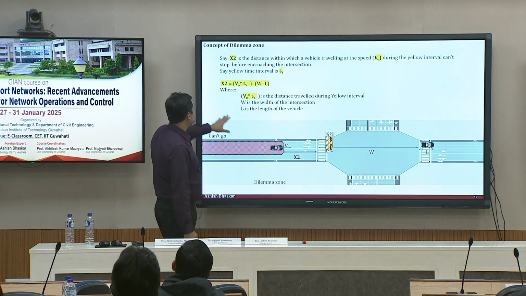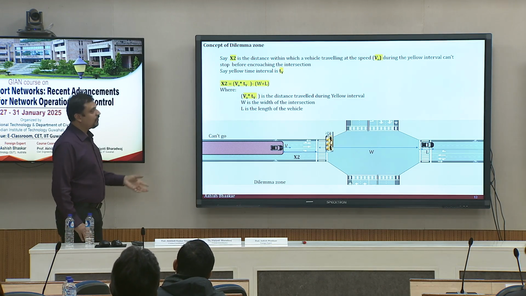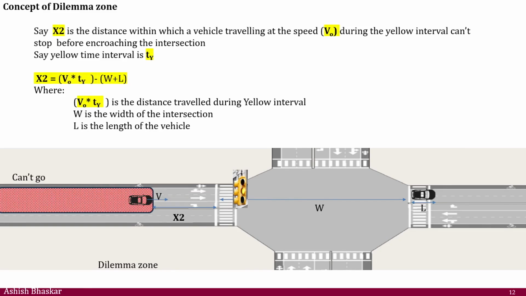Here, we are saying that x2 is the distance within which a vehicle traveling at speed V0 during the yellow interval cannot stop before encroaching the intersection. So, if you were, let's say, somewhere here in this region and you decide to go with your current speed, you will not be able to actually clear the intersection within the yellow time. If you are within this, you should be able to go. So we are calling another distance x2 here.